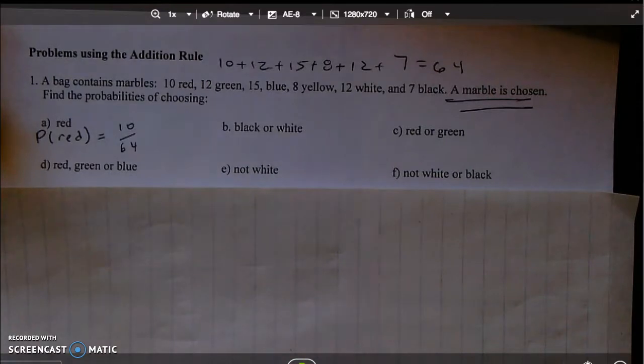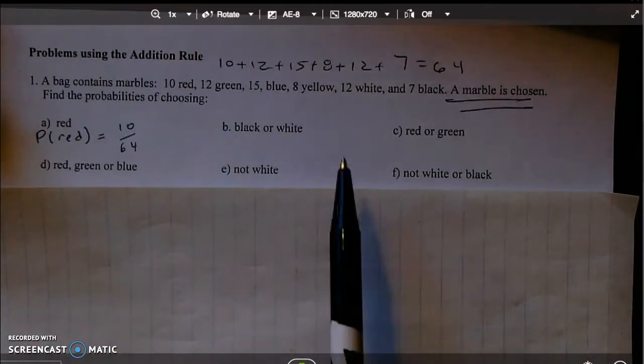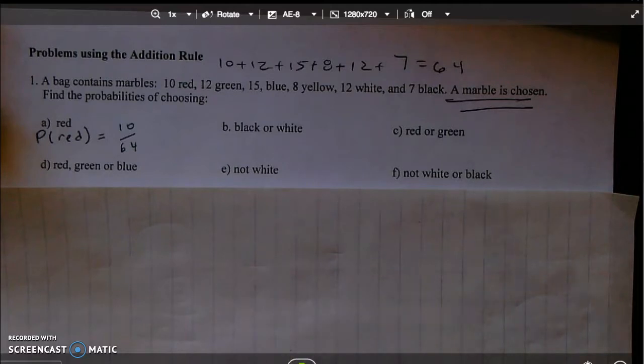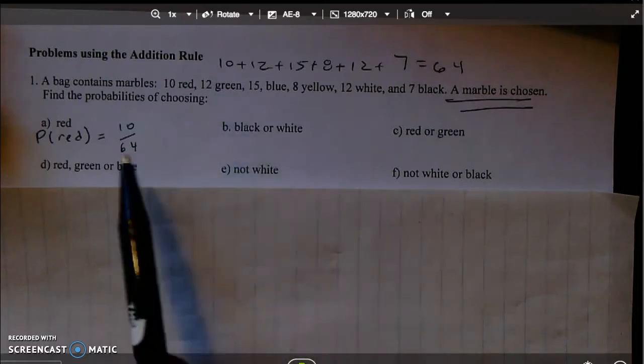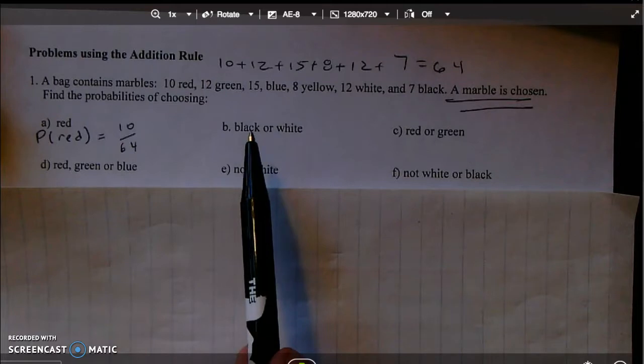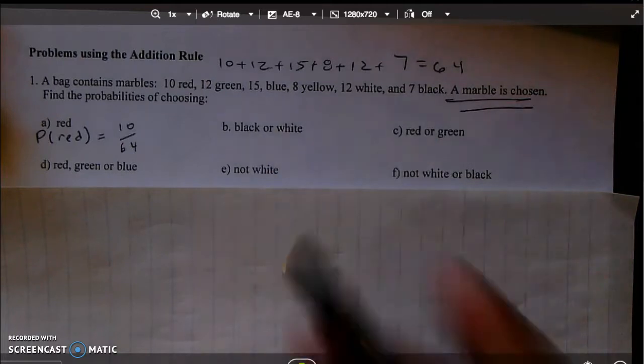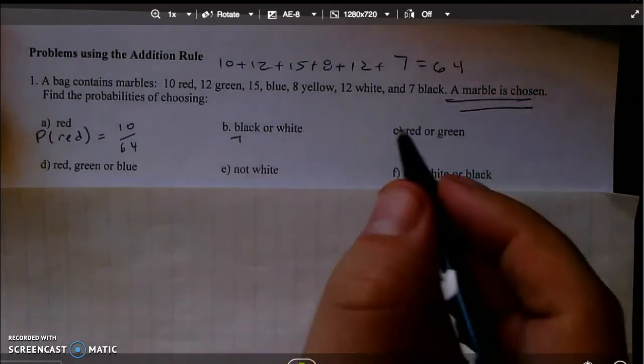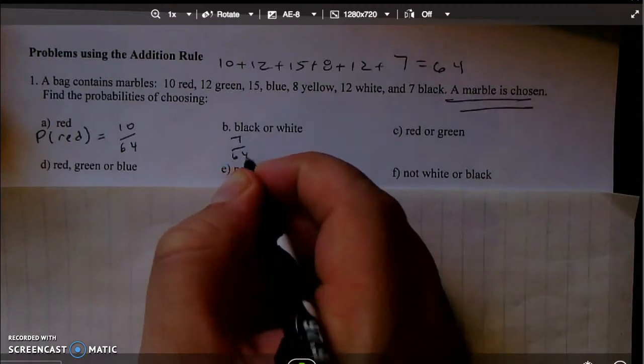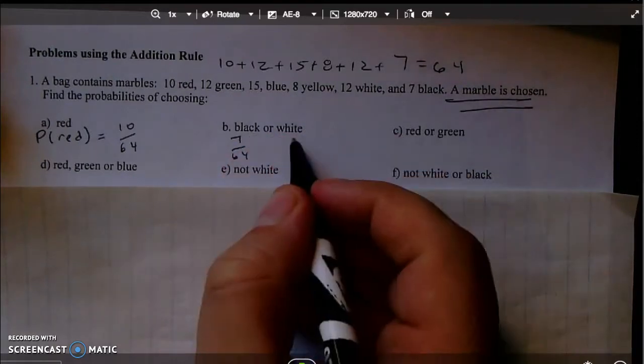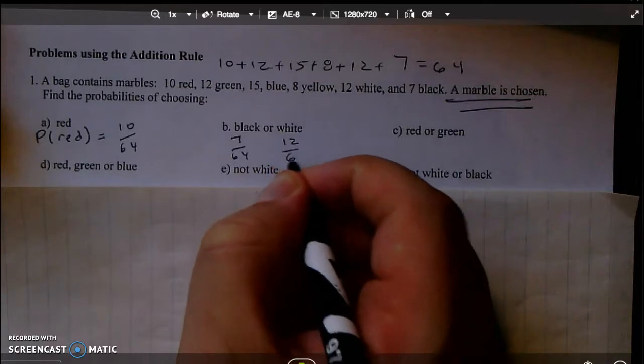Okay, black or white? Well, let me see here. I'm not going to rewrite this in the probability notation. So black, I've got 7 of those, out of 64 for the black. And then for the white, I've got 12 out of 64.